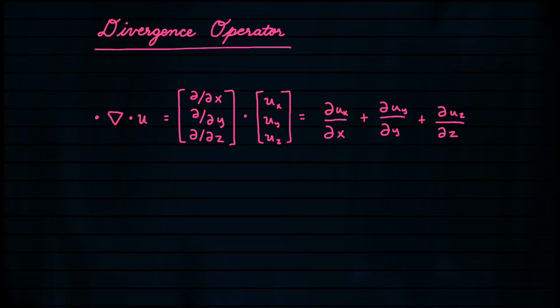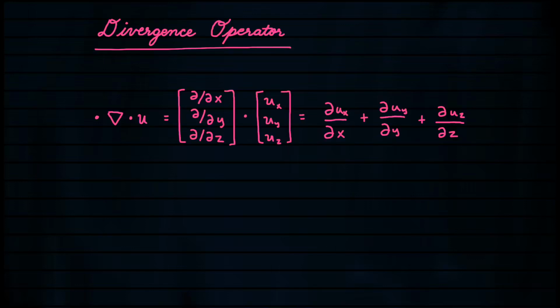So what happens is that we end up taking the partial derivative of u of x with respect to x, then we add the partial derivative of u of y with respect to y, and then we take the partial derivative of u of z with respect to z. So you can see that the idea behind the dot product is evident here, although we're not just simply multiplying u of x times the partial derivative.